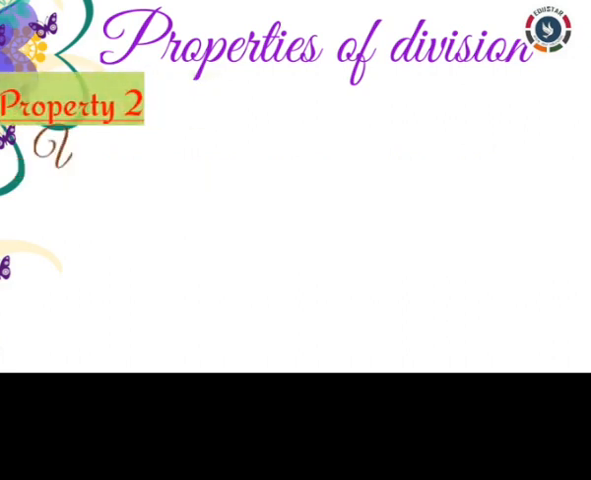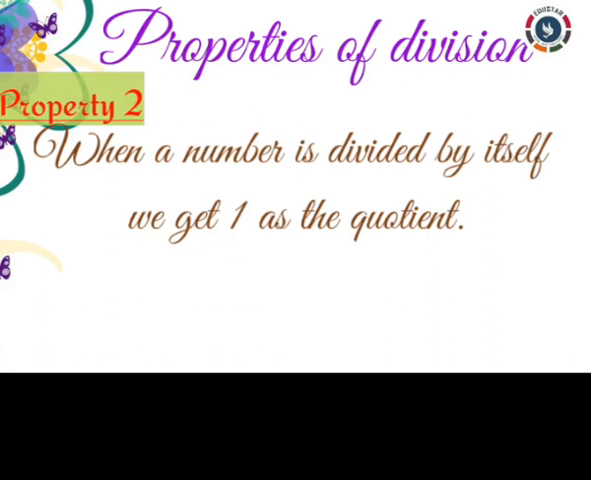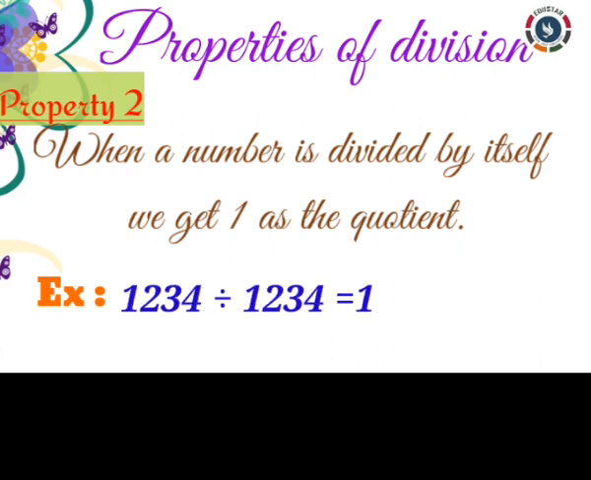Property number 2. When a number is divided by itself, the answer is always 1. For example, 200 divided by 200 is equal to 1. 99 divided by 99 is equal to 1. 1 divided by 1 is equal to 1. 1234 divided by 1234 is equal to 1.